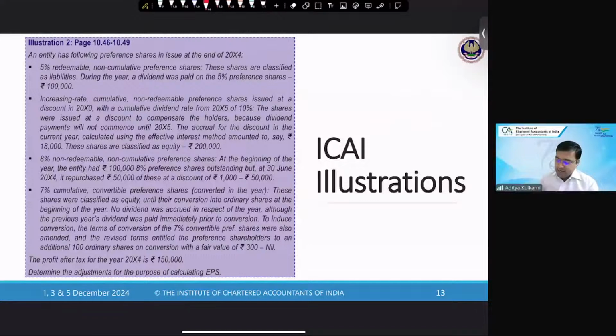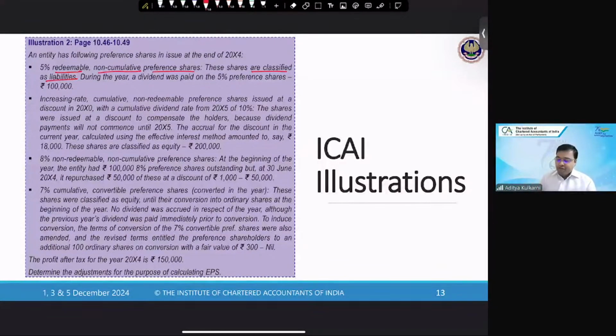Okay. An entity has the following preference shares in issue at the end of 20x4: 5% redeemable non-cumulative preference shares. Redeemable means you will end up paying it in cash. These shares are classified as liabilities, already classified as liabilities. During the year, a dividend was paid on the 5% preference shares.